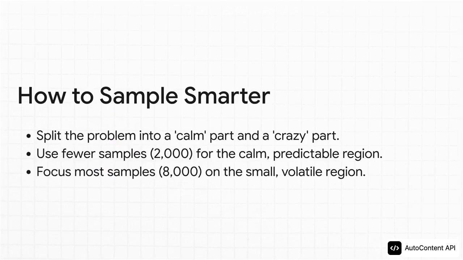The strategy is so simple, it's beautiful. We just split the problem in two. We tell the computer, hey, see that big, boring, flat area? Just take a few samples there, we get the idea. But that tiny little section where it goes completely nuts, focus almost all your effort right there. See? We're using the exact same number of total samples, we're just being way more strategic about where we put them.